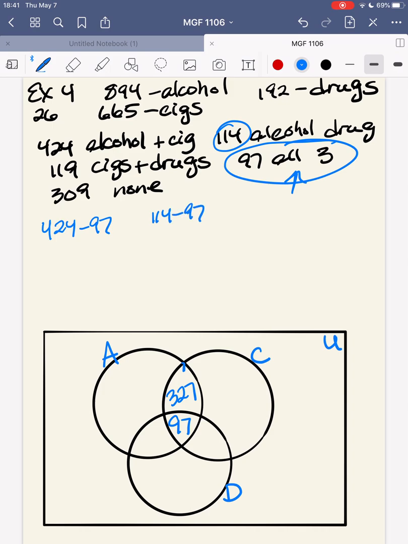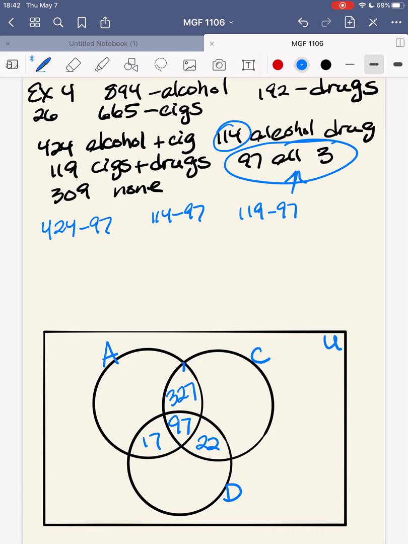I have to take those 97 out that do all three. And I have 17 total that do only alcohol and illegal drugs, but not the third. I do the same for cigarettes and drugs. I have 119 people that do cigarettes and drugs. I have to take out the 97 people that do all three. And I have 22 people that only do cigarettes and drugs and not alcohol.